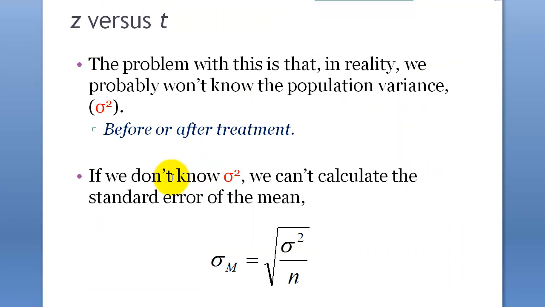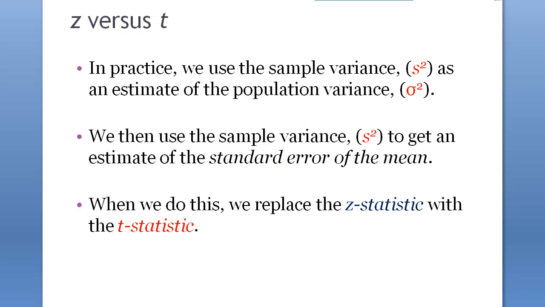Okay, let's go back here. So in practice, what I just said was, in practice, we don't know the sample variance. I mean population variance, which is this. So we instead use the sample variance as an estimate of the population variance. That's the concept behind t-test, because we can't use sigma squared anymore. So we're gonna have to use sample variance instead.